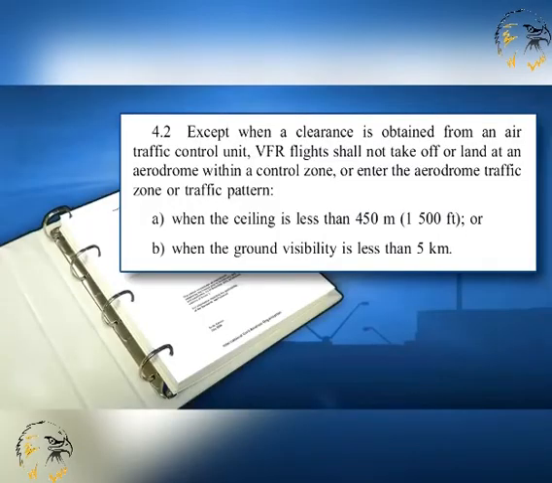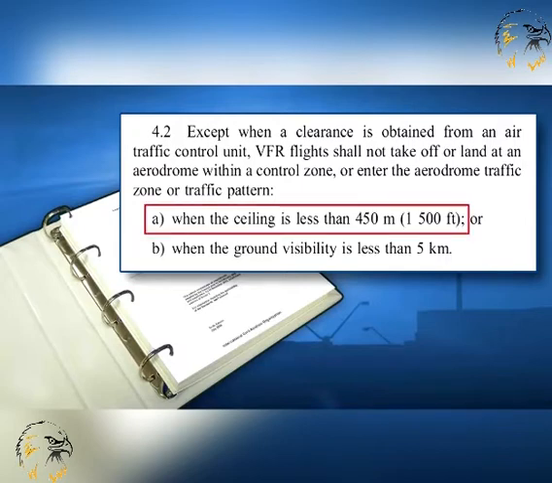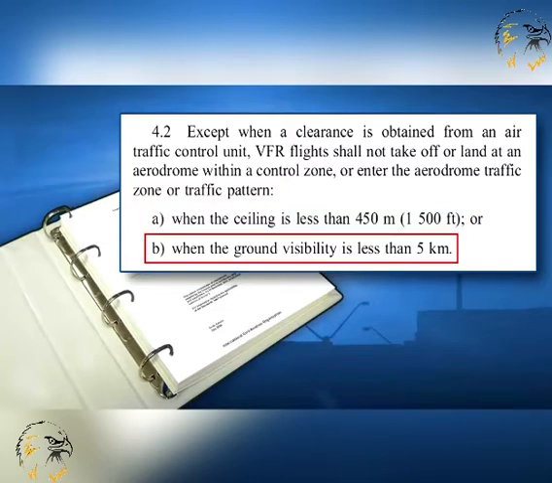Now let us look at the rules covering the VMC minima requirement for VFR flight in control zones. Unless special clearance is obtained, flights operating in accordance with the visual flight rules are not permitted to take off or land or operate within the air traffic zone of an aerodrome with a control zone when meteorological conditions are below specified minima. Those weather minima stipulate that the cloud ceiling must not be less than 1,500 feet, and the ground visibility must not be less than 5 kilometers.